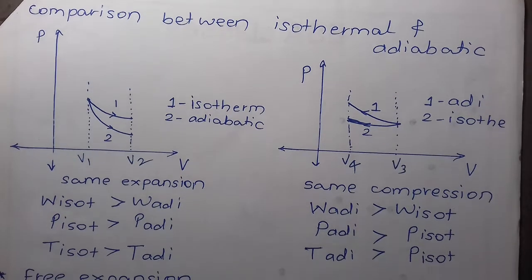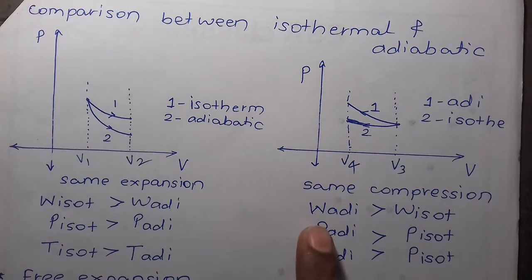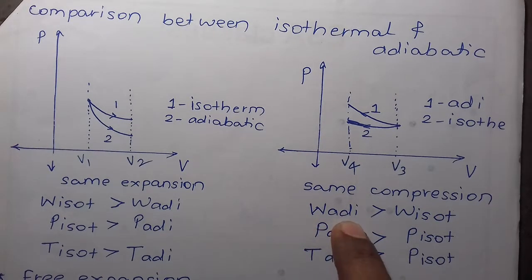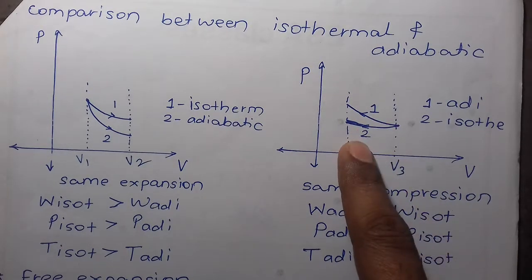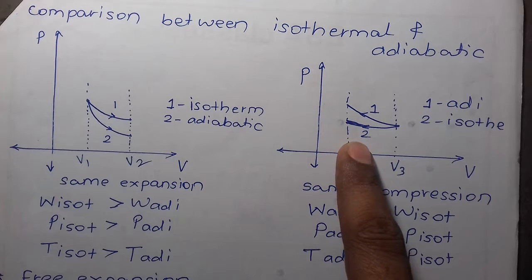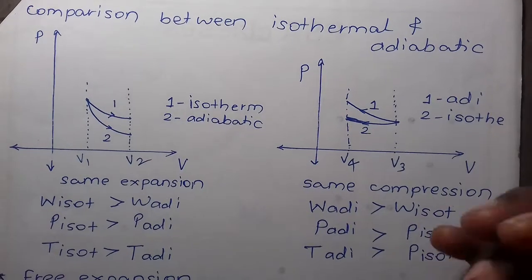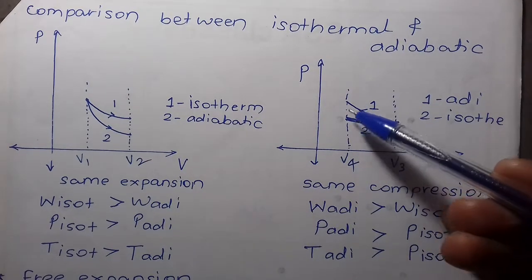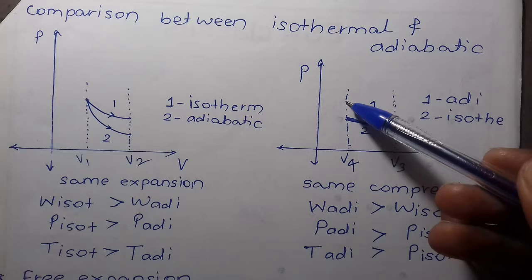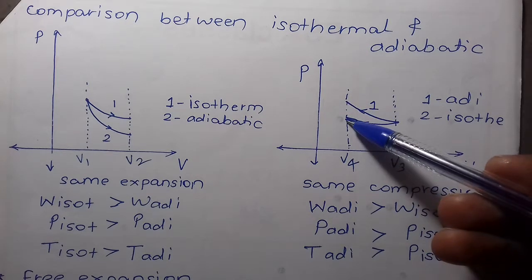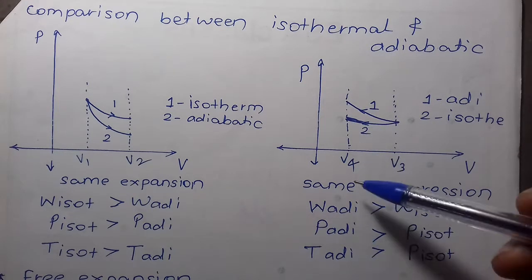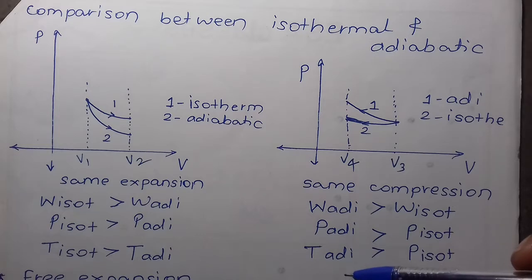Then, for the same compression, work done is more in adiabatic because adiabatic is above isothermal, and area under the curve is the work done. Area is more under the adiabatic, therefore more work. Pressure in adiabatic is more because this point is taller than this point. And temperature at the end is more for adiabatic compared to isothermal.